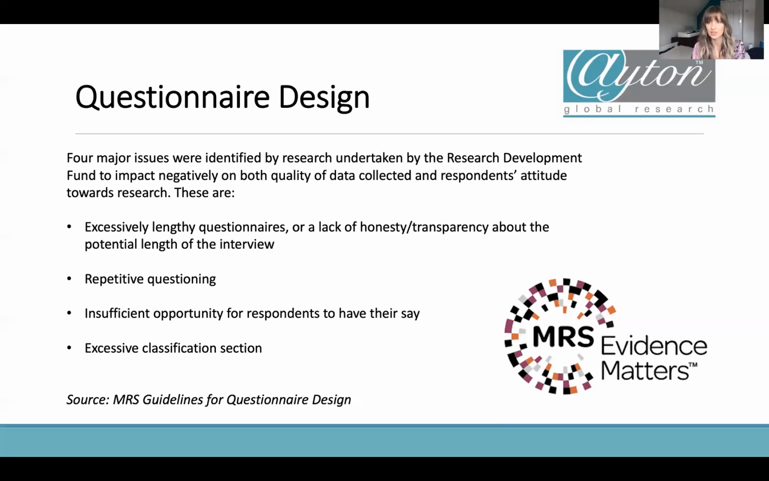But really, the excessively lengthy questionnaires come much more from market research. Try to be really concise with your research objectives, like I said about going off piste. When you go down that route, you can end up with all of this data that you didn't really need, and it actually affected the quality of the data that you did need. So always think about the length of a questionnaire.